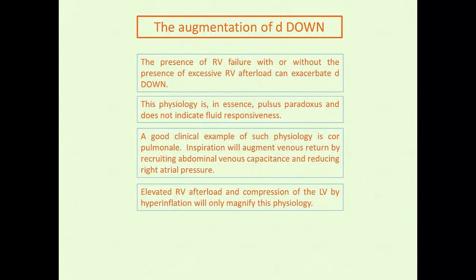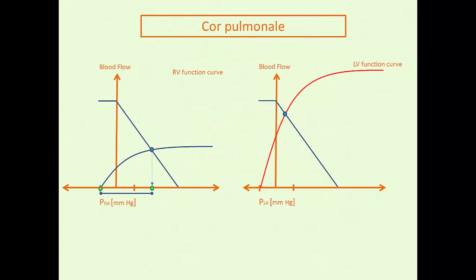Elevated right ventricular afterload and compression of the left ventricle by hyperinflation of the lungs in cor pulmonale will only magnify this physiology. So let's consider, this is one of the caveats for a D down in a spontaneously breathing patient. One consideration would be the clinical state of cor pulmonale.